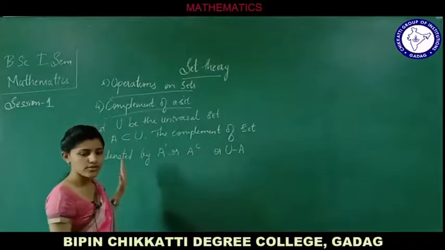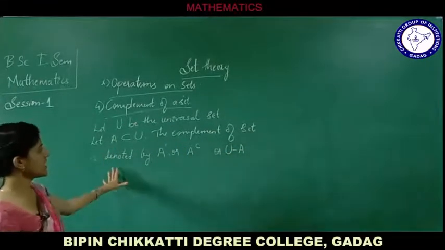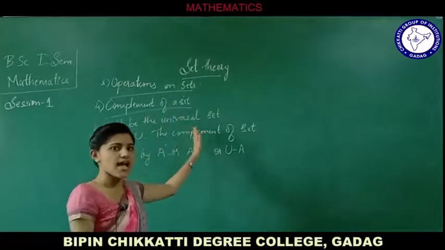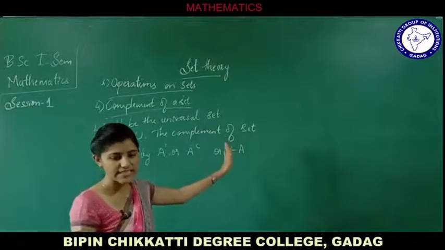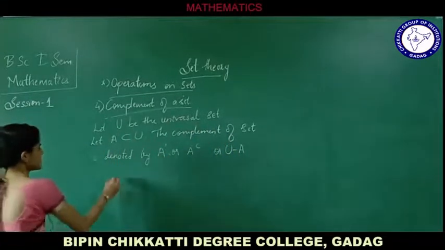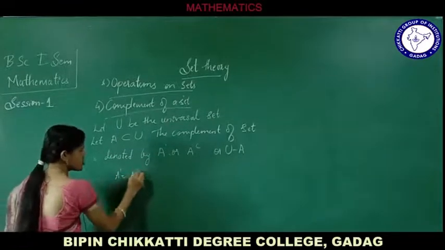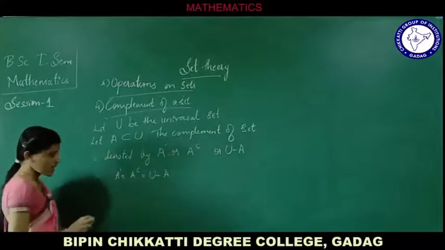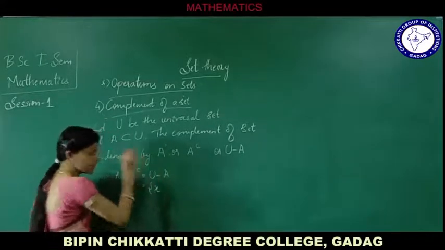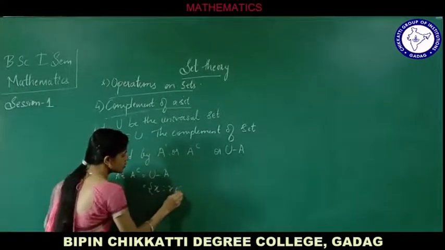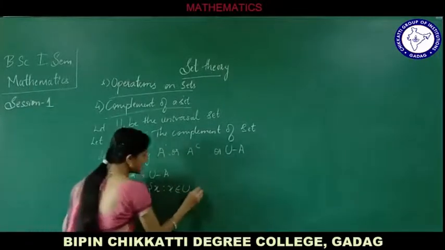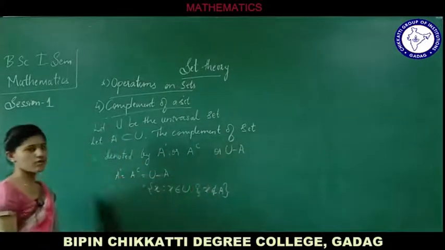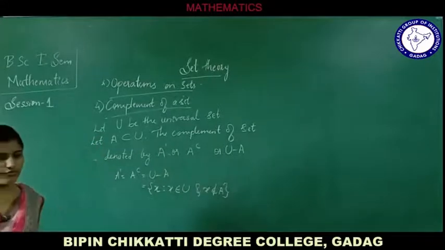And how are we going to define this? We are going to define it as the elements which belong to the universal set and which do not belong to the set A. That is, A dash, which is equal to A complement, which can also be written as U minus A. How are we going to define that? An element such that it belongs to U and it does not belong to A. This is how we are going to define the complement of a set.